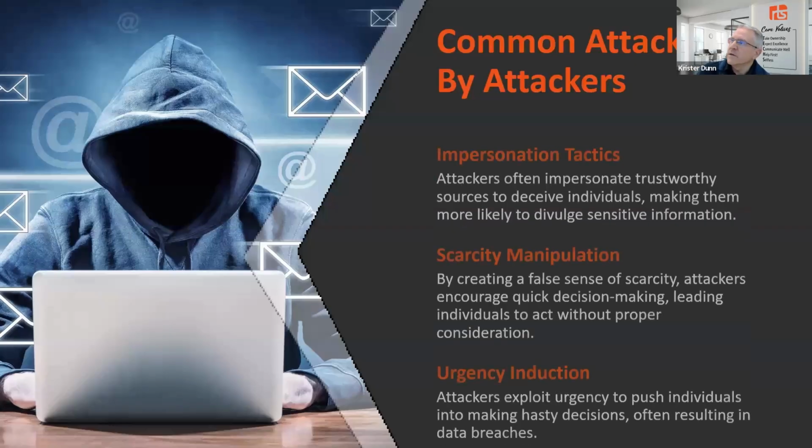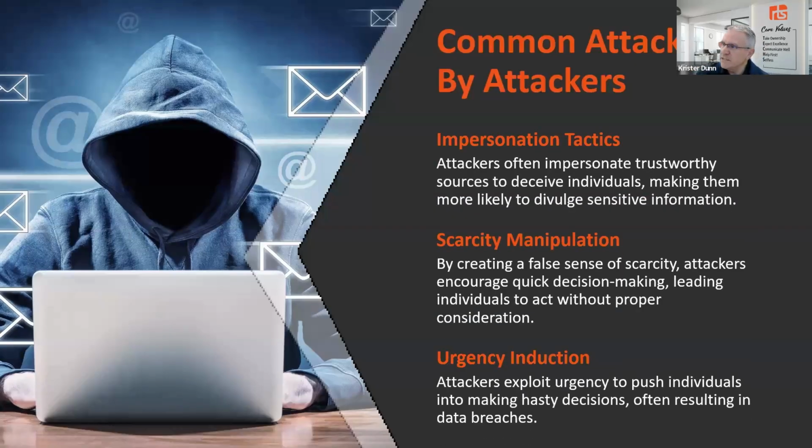And some common attacks that are used are impersonation tactics, scarcity manipulation, and urgency. So they will impersonate a trustworthy source or organization, and they'll look for sensitive information from you. They'll create a false sense of scarcity, like something is going to be lacking if you don't take action. And they'll put a sense of urgency behind it. They'll come up with a fictitious consequence if you don't take action right away. And there's definitely psychology involved in this. Will, can you give us some examples of some of this? I know we were talking about this earlier. You had some good ones.